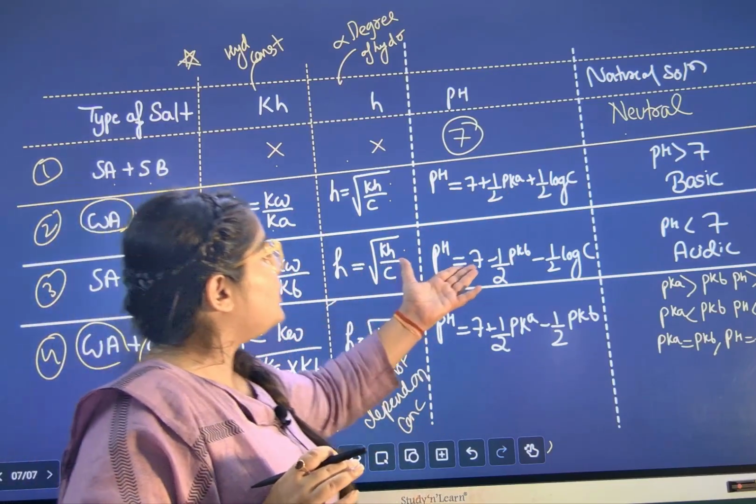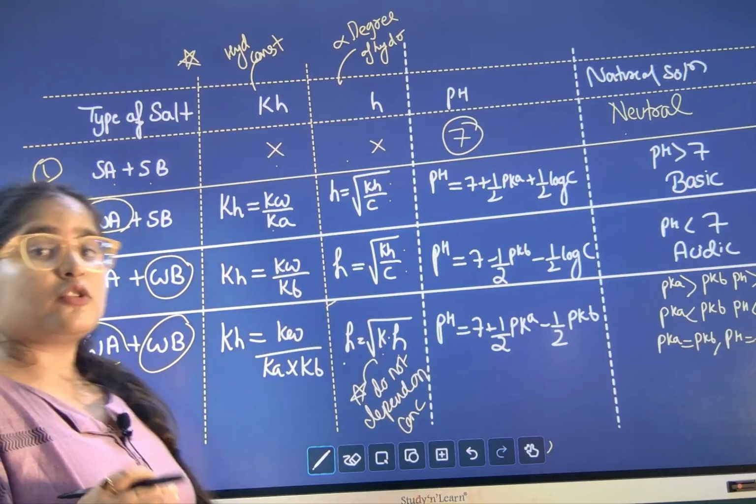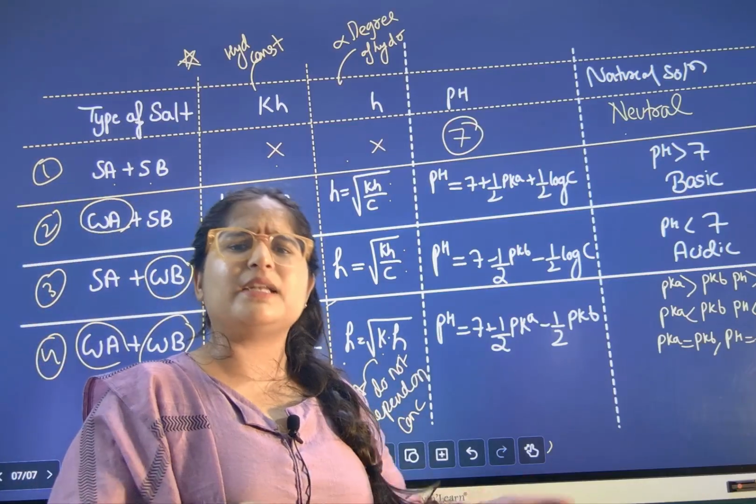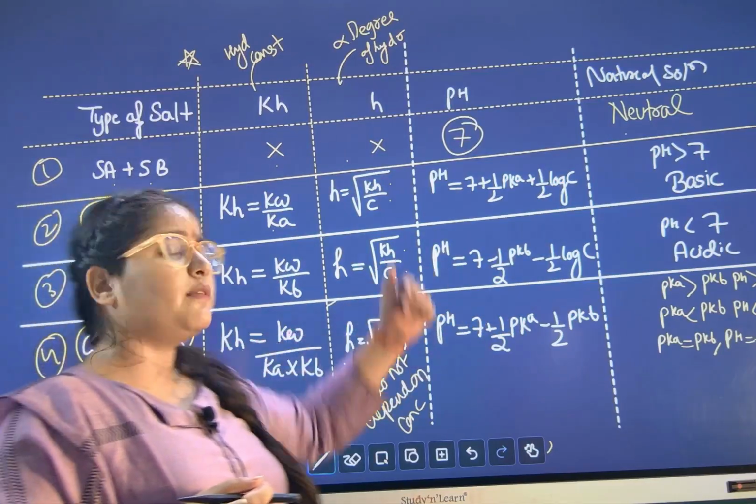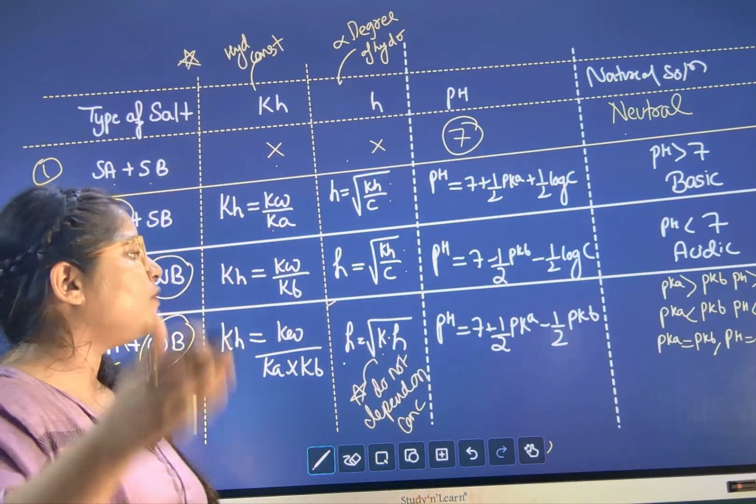Okay, let us see here weak base. So when I am saying weak base, so where weak acid had plus, weak base will have minus, and pKa will become pKb. Very simple. You tell me fast, quickly. 7 minus half pKb minus half log C.